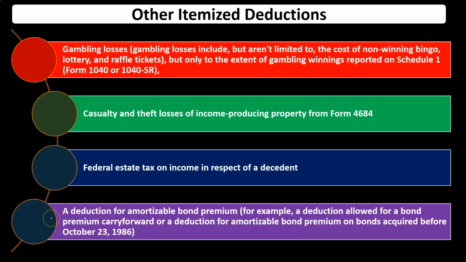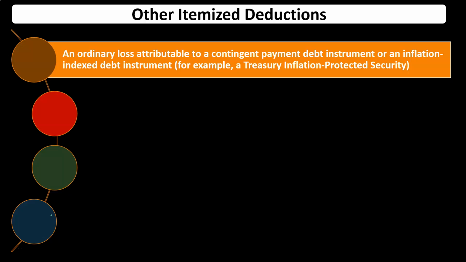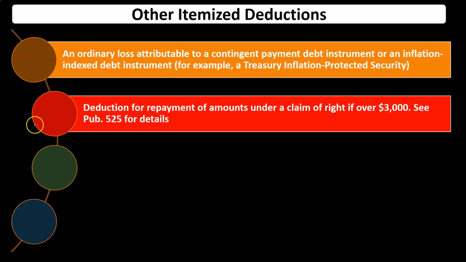And then a deduction for amortizable bond premiums. For example, a deduction allowed for a bond premium carryover, or a deduction for amortizable bond premium on bonds acquired before October 23rd, 1986. Again, somewhat of an unusual deduction there. Other itemized deductions: an ordinary loss attributable to a contingent payment debt instrument or an inflation-indexed debt instrument. For example, Treasury inflation protected security. Again, somewhat of an unusual circumstance there for a deduction. You don't see that often.